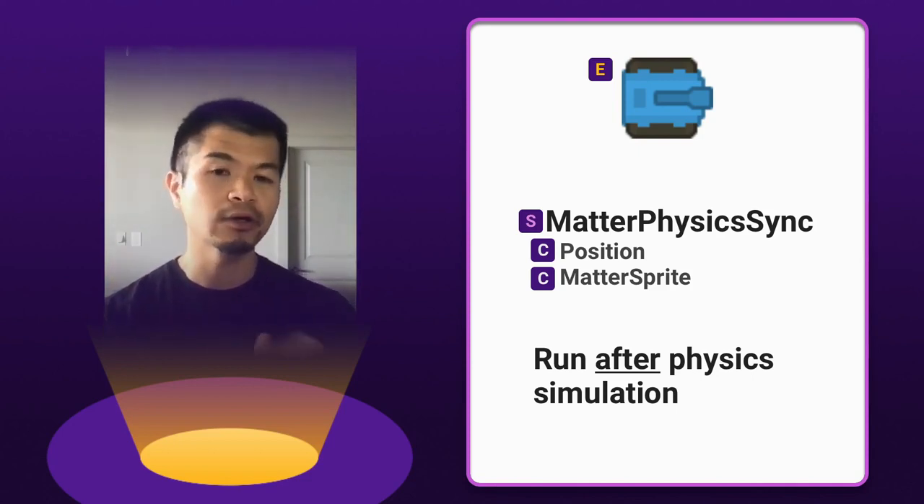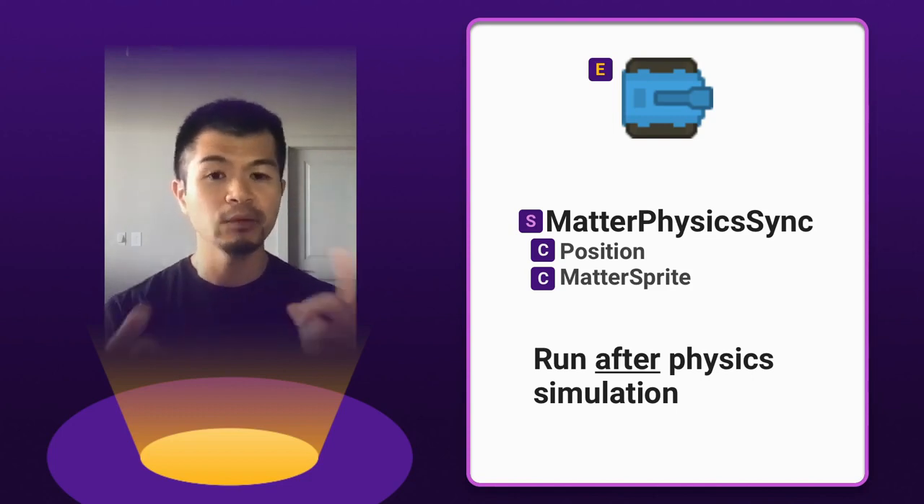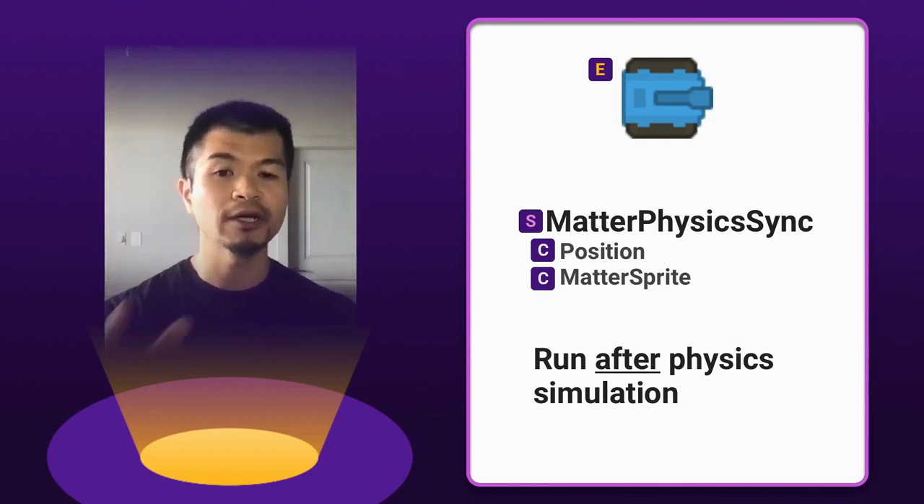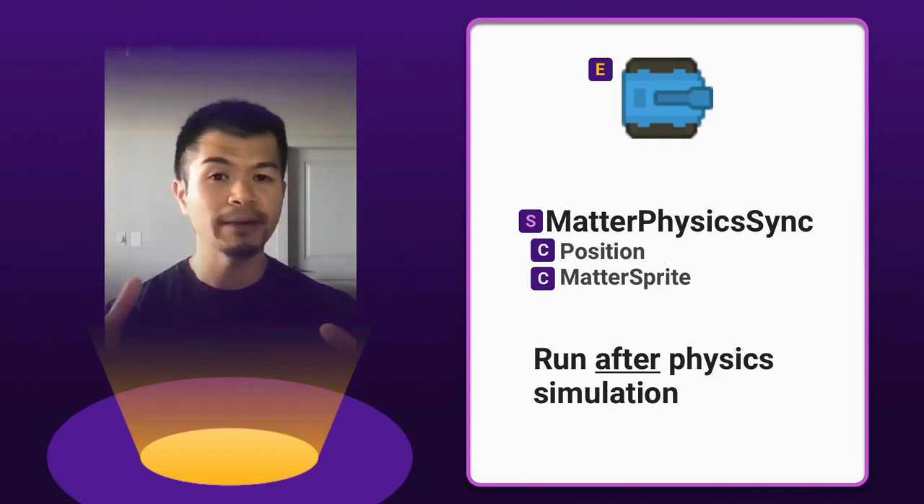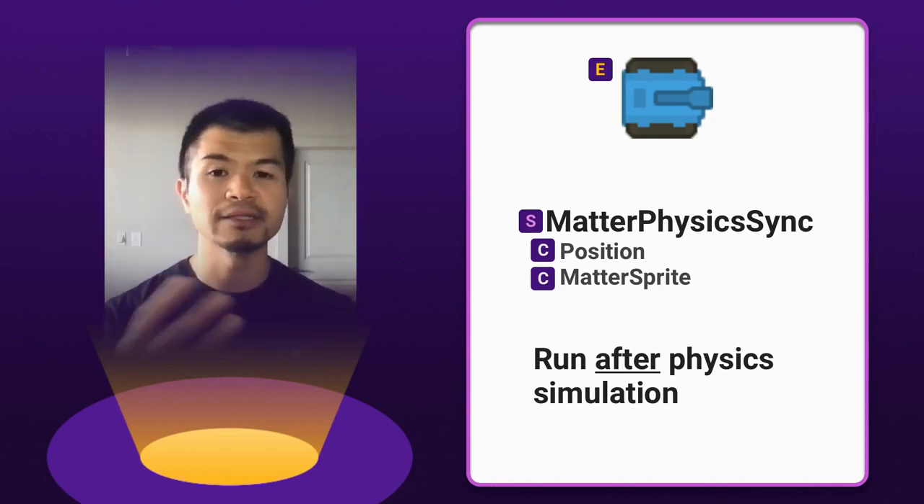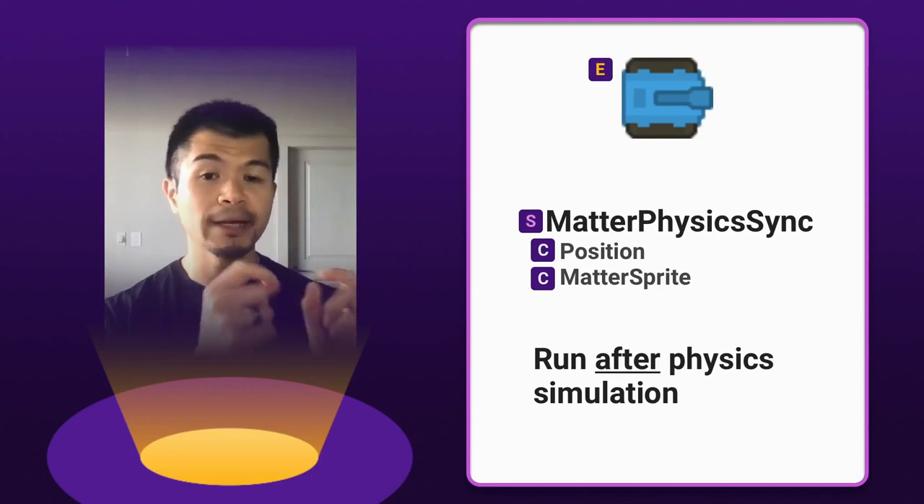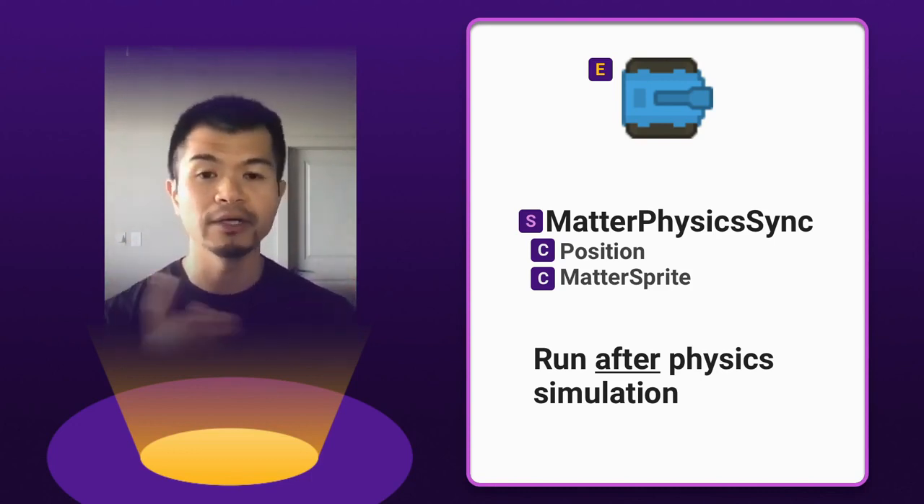And so to do that, we're going to create a Matter physics sync system, and it's just going to look at, at least in this case, the two components, position and Matter sprite, like we had for our Matter sprite system. And what it's going to do is, this system runs after the physics update. So after Matter.js has figured out what should happen to our Matter sprite based on the physical interactions that it's had, it'll update the X and Y, and then after that physics update, we are going to take those values from the Matter sprite and put them back into our position component X and Y.